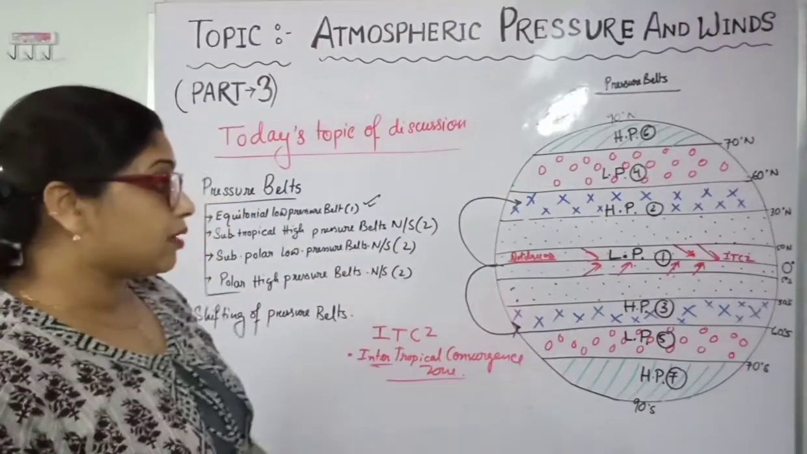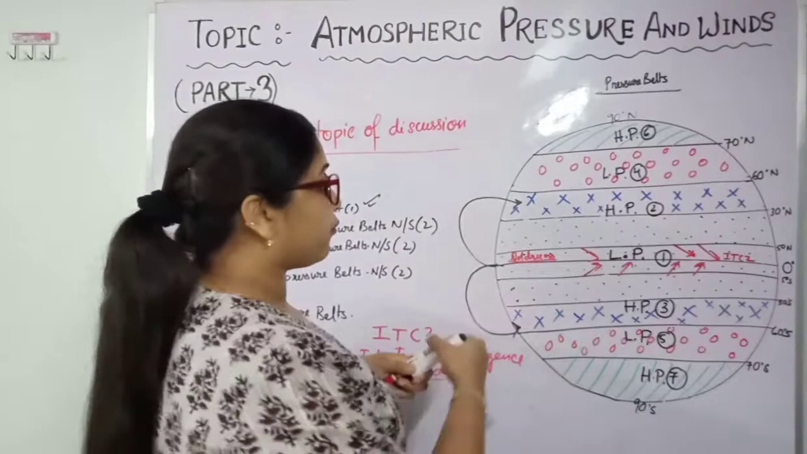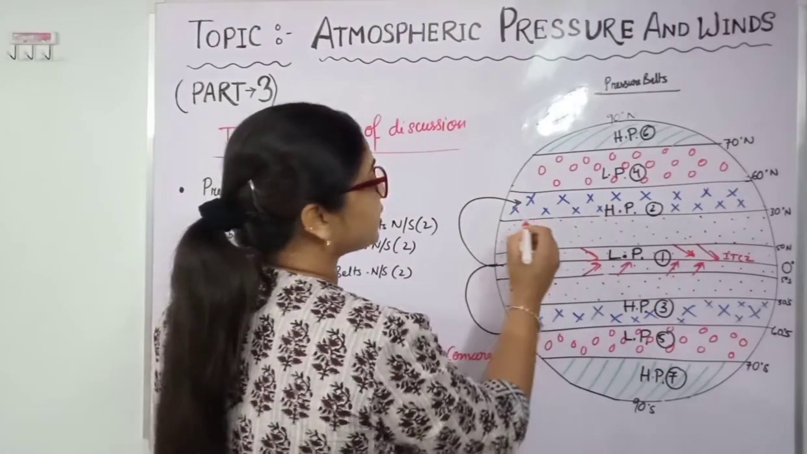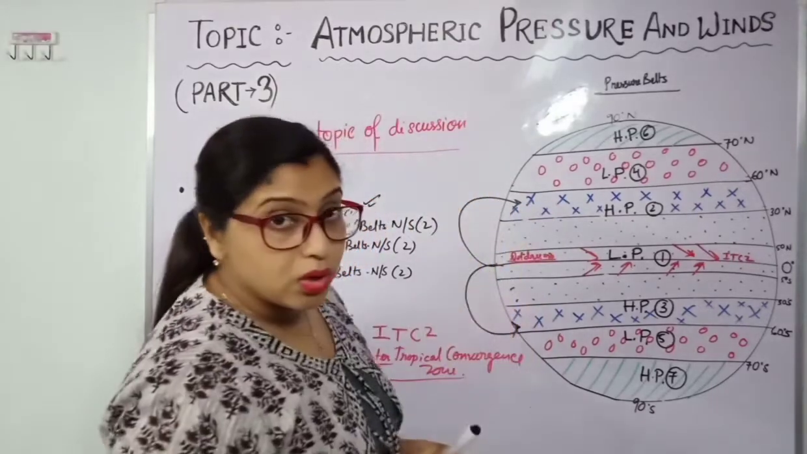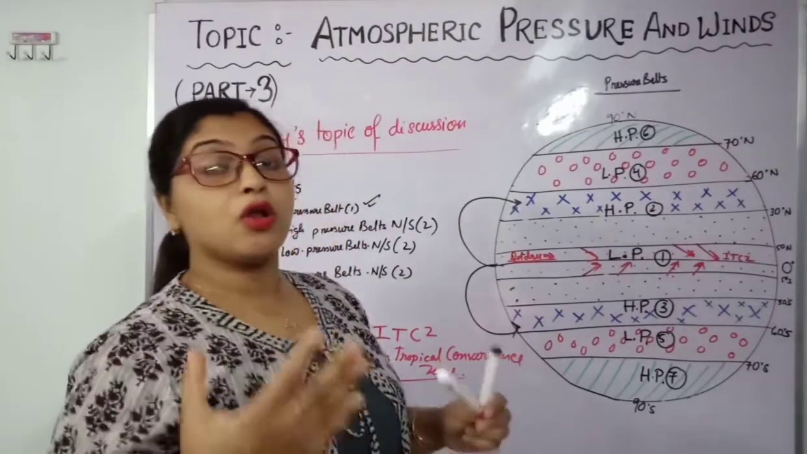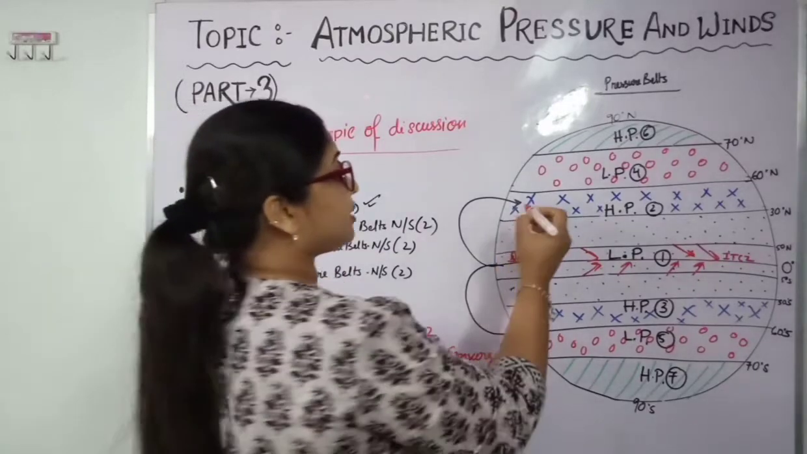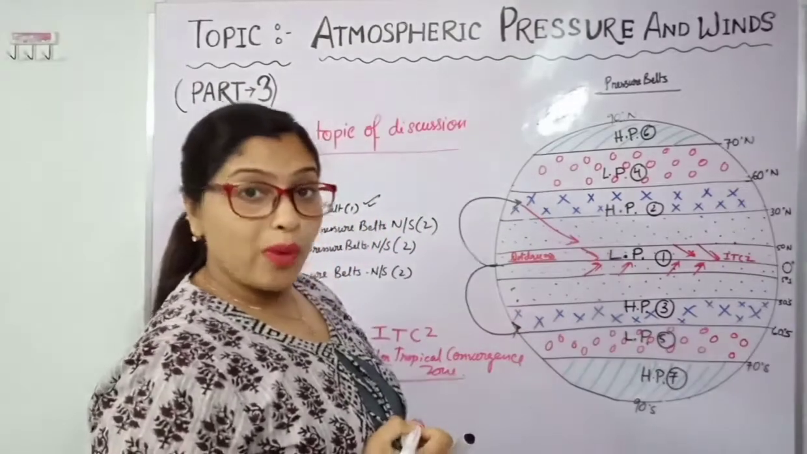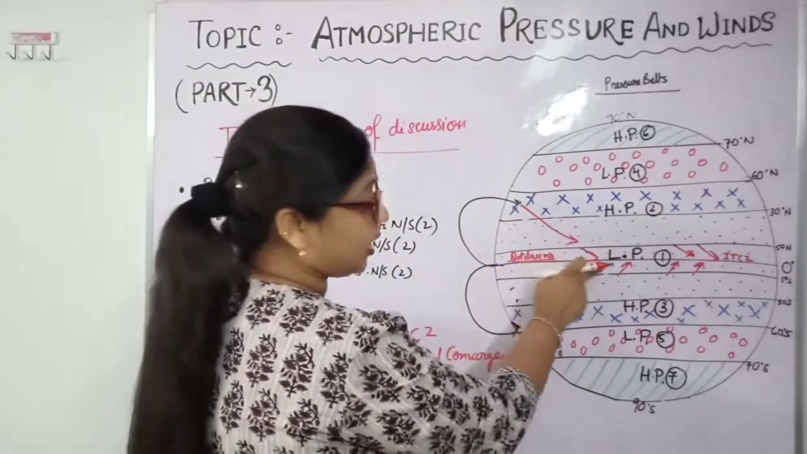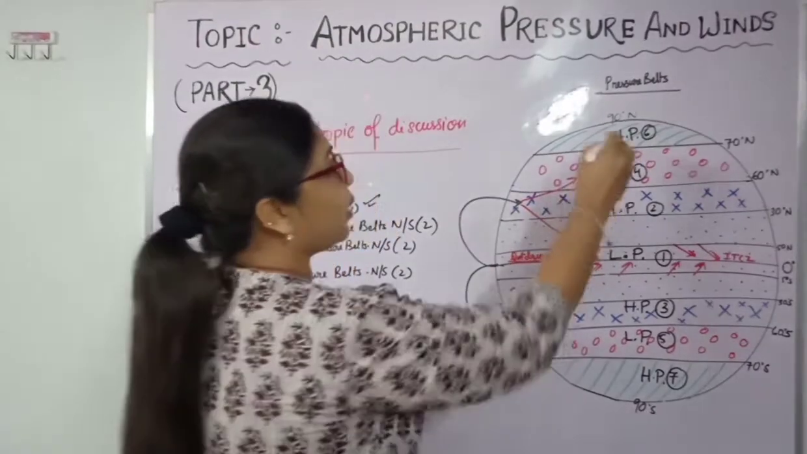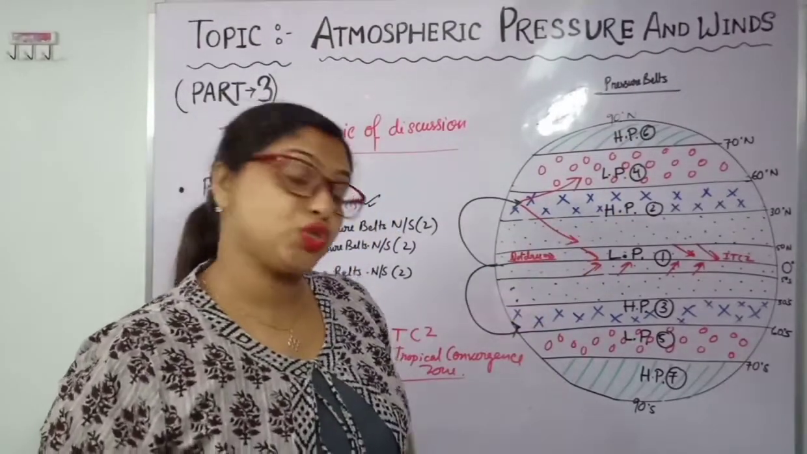Okay, now understand here, when this equatorial air descends, after that it becomes cool, and we always know high pressure winds move in the low pressure direction. So it divides into two branches. One branch moves again towards the equator, another branch moves towards the subpolar low pressure zone.